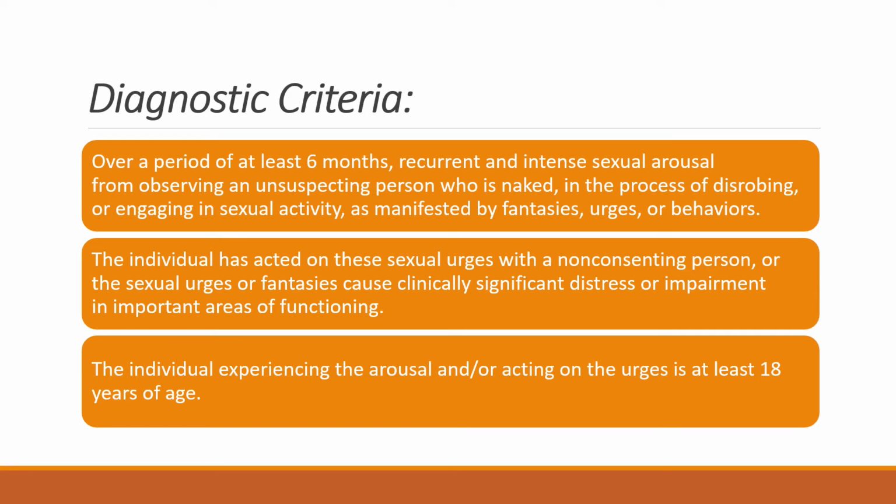For this slide, we'll be discussing the diagnostic criteria for the disorder. So to match the criteria, the symptoms must be occurring for at least a period of 6 months, as recurrent and intense sexual arousal from observing an unsuspecting person who is either naked, in the process of disrobing, or is engaging in a sexual activity, which then will manifest as fantasies, urges, or behaviors that they may or may not act upon.